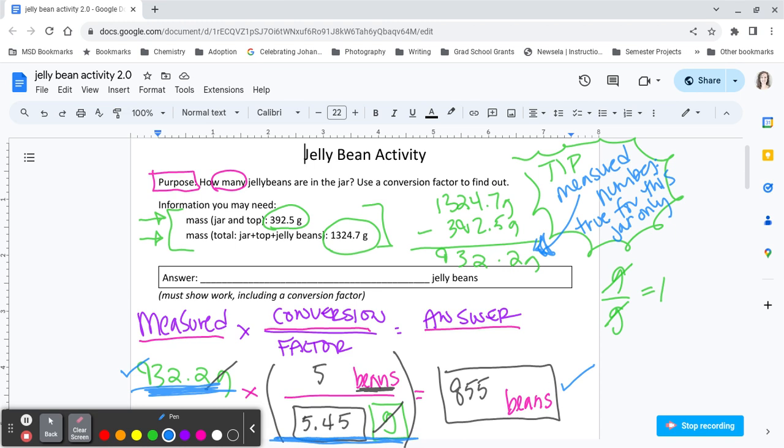That relationship between the number of beans and the mass of that number of beans is always going to be true for every single jar. So the one that's consistent is your conversion factor. The one that changes depending on your jar is the measured number.